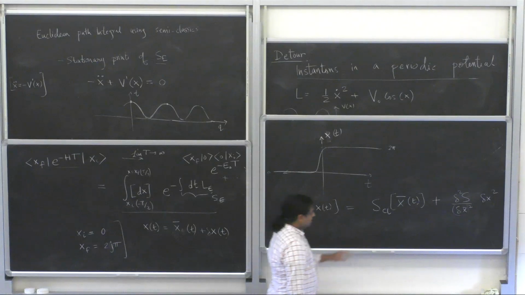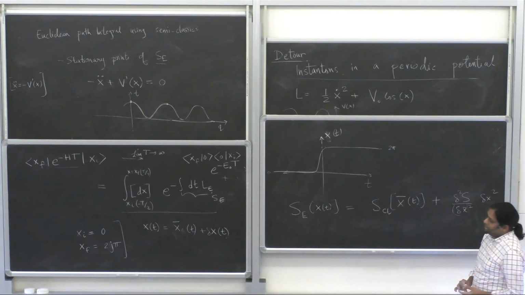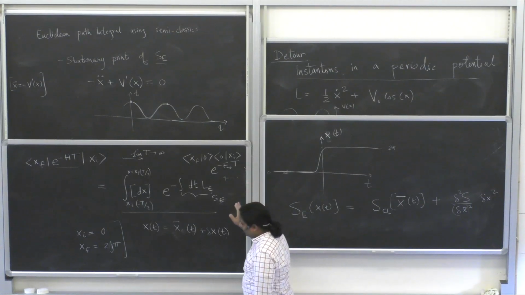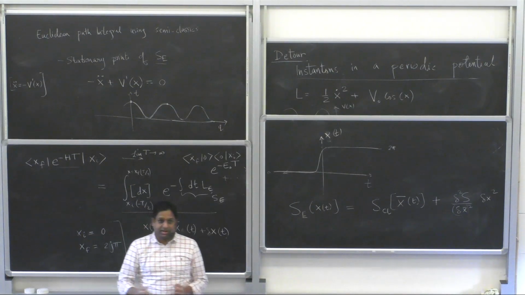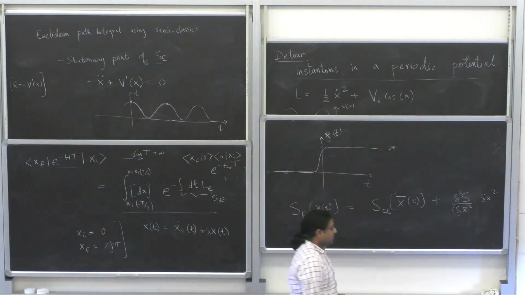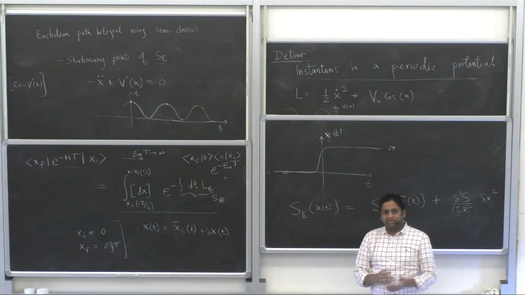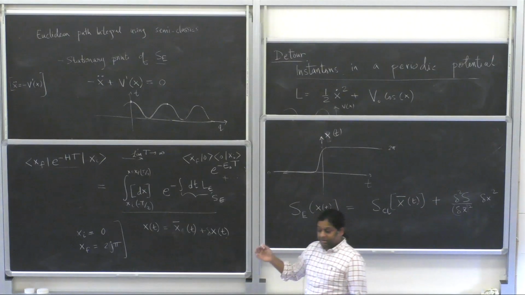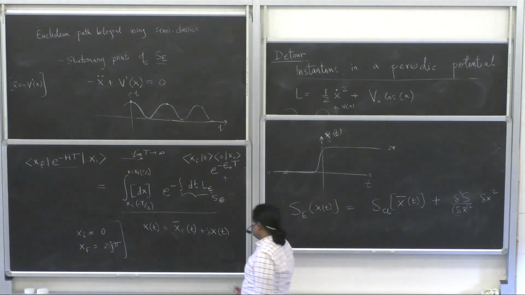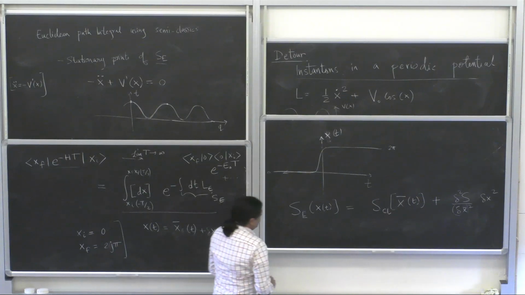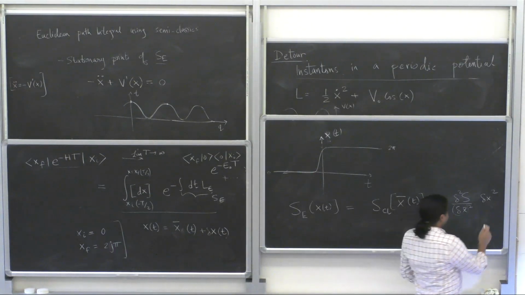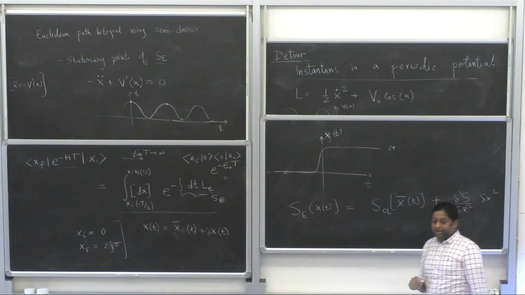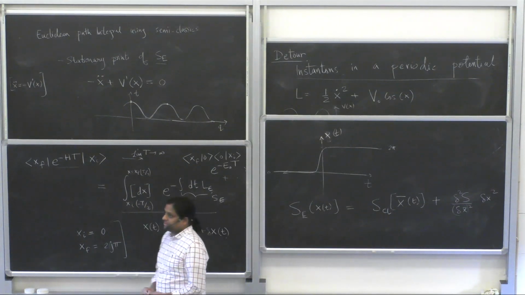Again, this is a somewhat standard thing: whenever you're evaluating an action, often we're evaluating around the trivial solution, x equals 0. So when we're doing phi to the fourth theory, we're doing the derivative of phi squared plus phi squared plus phi to the fourth as interactions which are treated perturbatively. So we're always evaluating fluctuations which are small and can be treated in perturbation theory around some classical saddle point of the path integral. Okay.